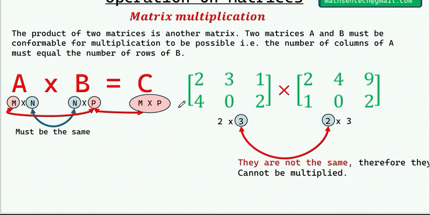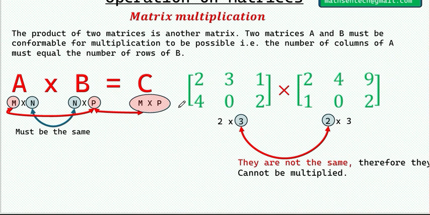So, n being the columns in A and n being the rows in B. That means the number of columns in A must be equal to the number of rows in B for it to be conformable for multiplication. That's why we have said n must be equal to n. So on the practical one, you see the two matrices, which is 2, 3, 1, 4, 0, 2, then 2, 4, 9, 1, 0, 2. Now for the first one, it's a 2 by 3 matrix, okay?